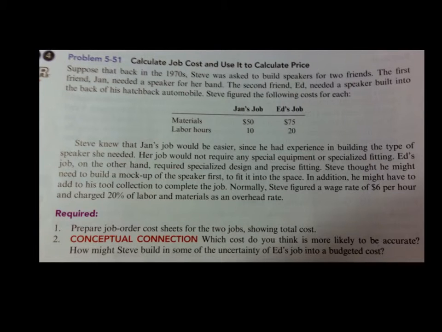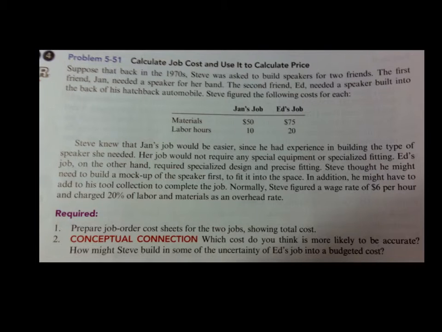The final problem that we will be completing will be exercise 5-51 on page 224 of the textbook, and we will be completing part 1 only. This reads, suppose that back in the 1970s, Steve was asked to build speakers for 2 friends. The first friend, Jan, needed a speaker for her band. The second friend, Ed, needed a speaker built into the back of his hatchback automobile. Steve figured out the following costs for each.